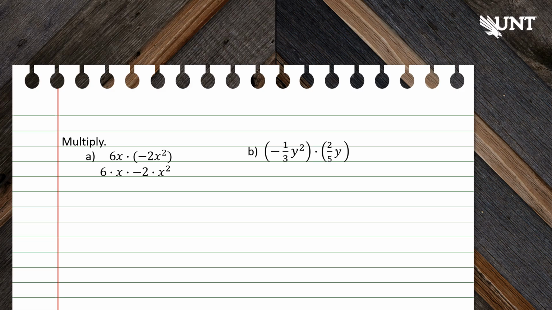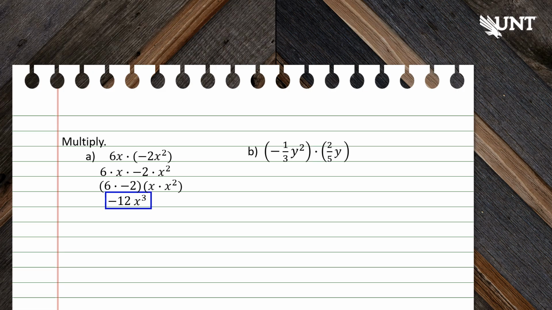In this case, I want to have my first group consisting of the numbers 6 times negative 2, while the other group of factors consist of x, being x times x squared. And what we noticed is 6 times negative 2, we know that is negative 12. Now x times x squared brings in our exponent rules. This is our product rule, where we keep the base and add the exponents. So x times x squared gives us x to the third. So our result of 6x times negative 2x squared is simply negative 12x cubed.